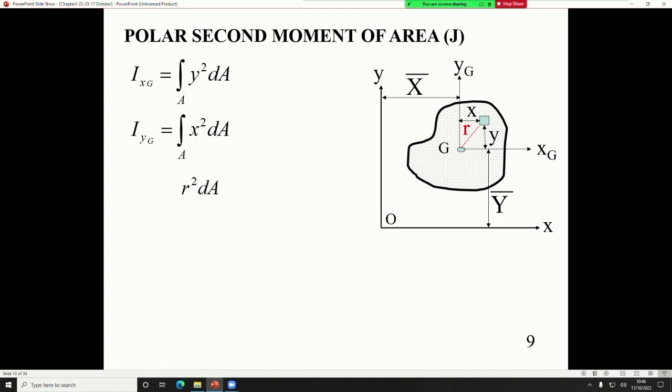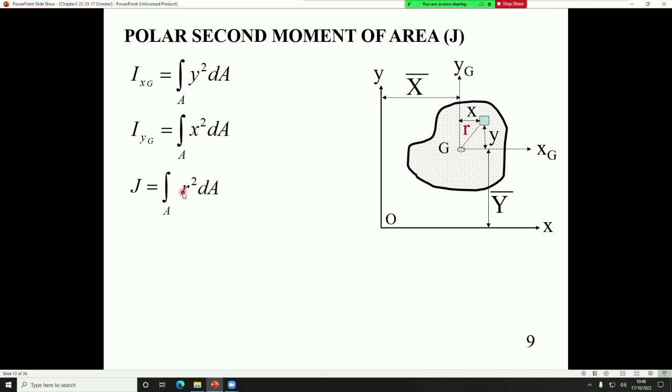We say it is G, but it's actually with respect to the z-axis, which you don't see, and is normal to the plane of the section. So Ix is with respect to xG, Iy with respect to yG, but you don't see z. But we usually say J, polar second moment of area with respect to G, but it's actually with respect to the z-axis, because the torsion is applied about the z-axis. So that is the definition of the polar second moment of area of this element with respect to G. We say r squared dA. So this is J with respect to G, or J with respect to z.